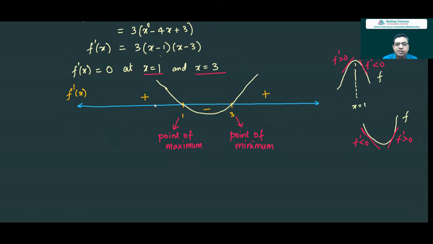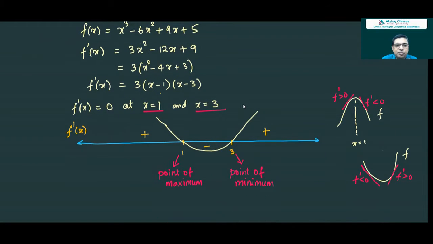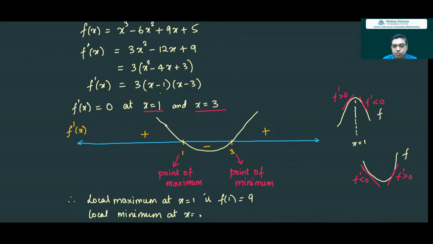So I didn't have to do a second derivative. I straight away found which is the point of maximum and which is the point of minimum. Therefore, the local maximum at x equal to 1 is f of 1, which we found out to be 9. And the local minimum at x equal to 3 is f of 3.